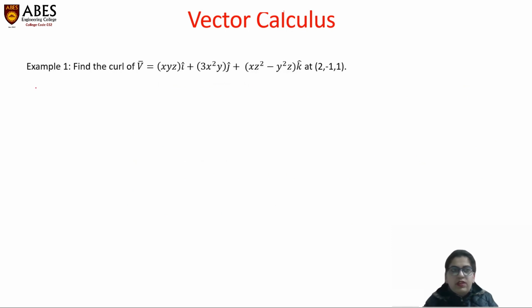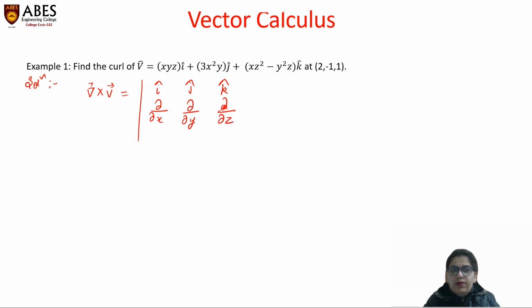Now we will be solving the same with the help of an example. Here we are taking this example in which your v vector is given in this form, and we have to calculate the curl of this vector at the point (2, -1, 1). For that, first of all, we'll again calculate the cross product of del and v. So the first row will include your unit vectors i, j, and k. The second row again will include the partial derivatives, that is del over del x, del over del y, del over del z.